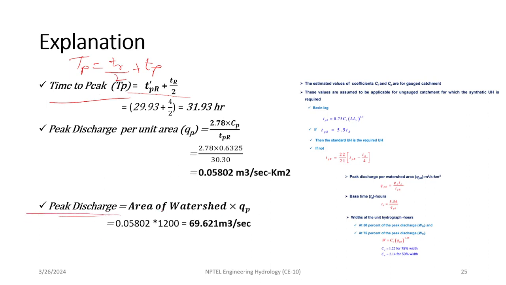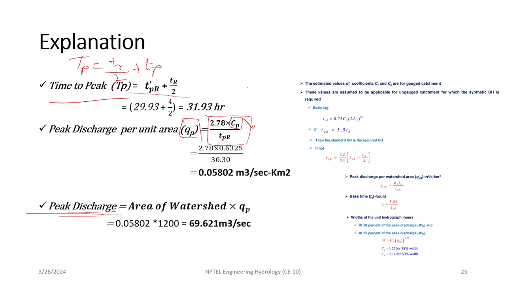Because we need to compute peak discharge. Peak discharge can only be computed if we have this value QP. And how can we compute this QP? We can compute it by taking 2.78 multiplied by the CP factor, that is a coefficient. This coefficient is important, so that's why we have followed this long step.